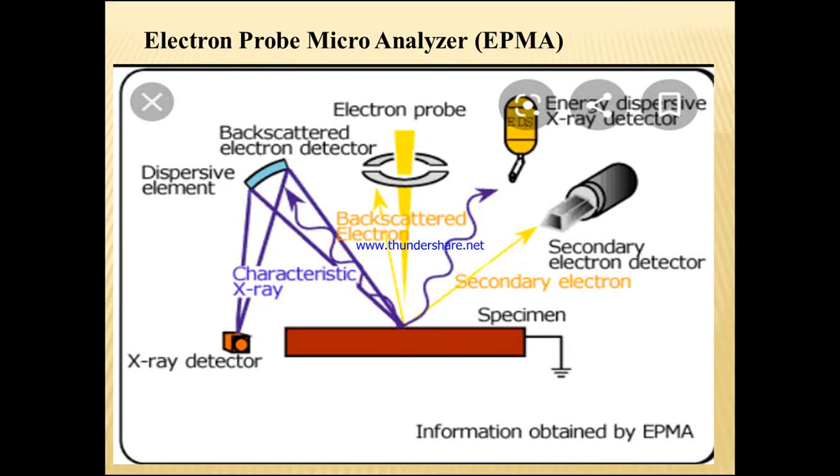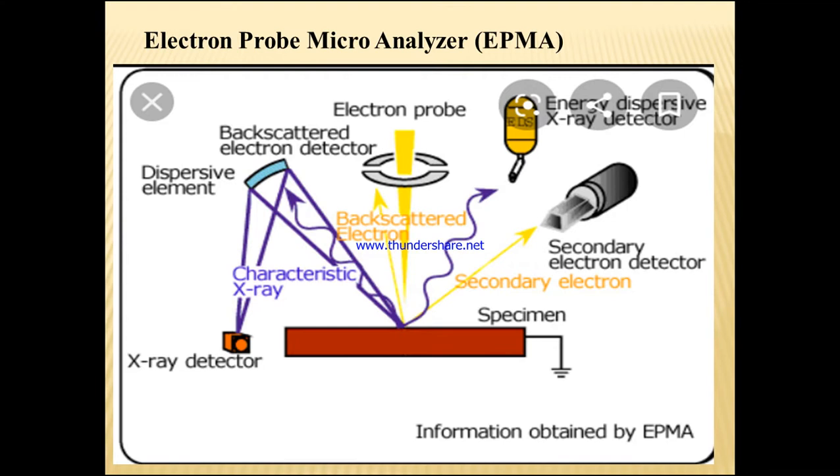Students, in the last session we discussed the different types of microscopes. It may be the optical microscope, scanning electron microscope, transmission electron microscope, or the scanning probe microscopes. In the same way, today we are going to have a detailed session on the electron probe microanalyzer, which is similar to the scanning electron microscope.